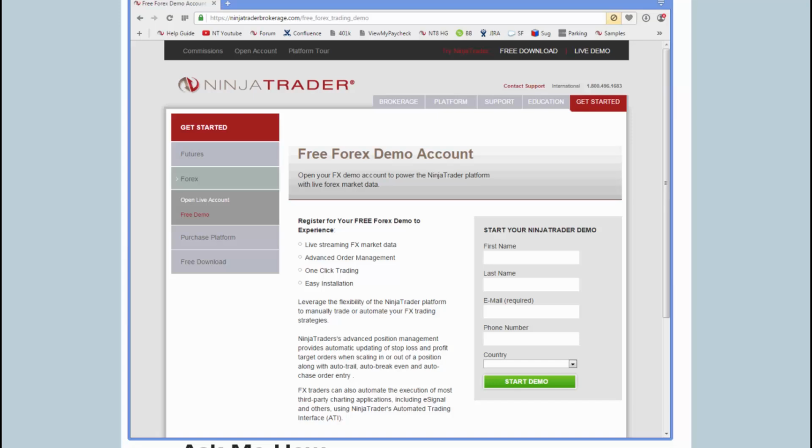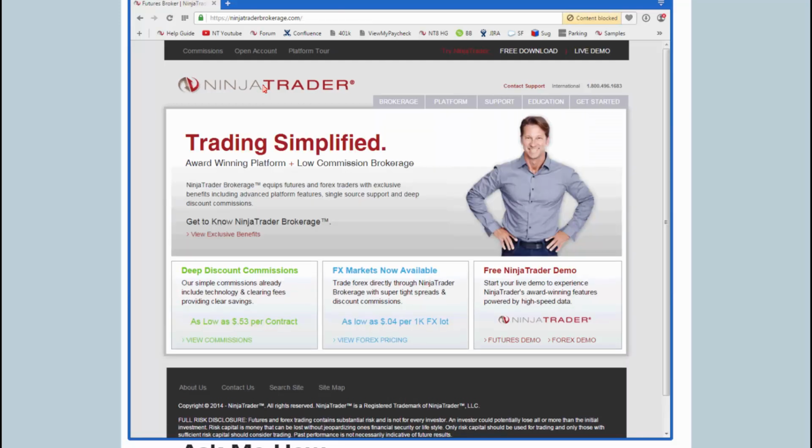So when it comes to the brokerage, again, on the website, if you're on the home page, you'll see an option for FX markets now available and a link for view Forex pricing right in the middle of the page there.